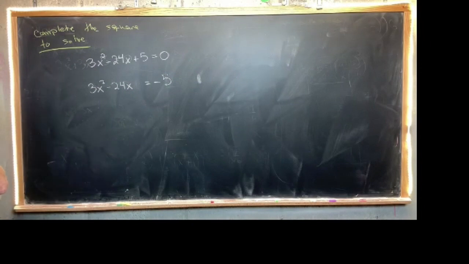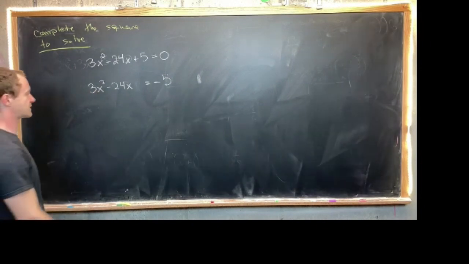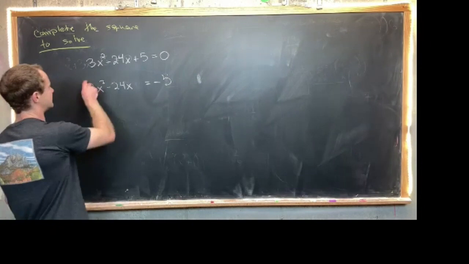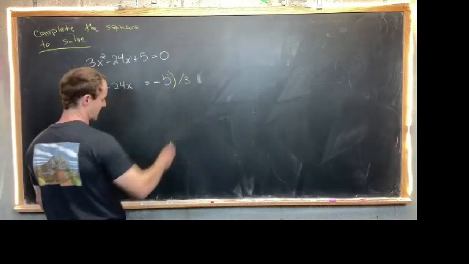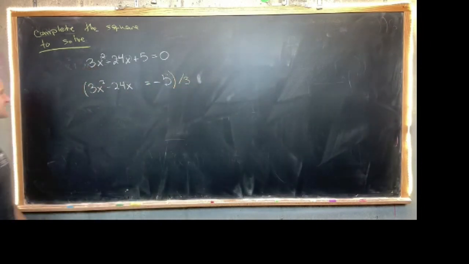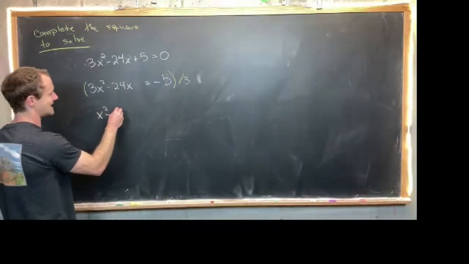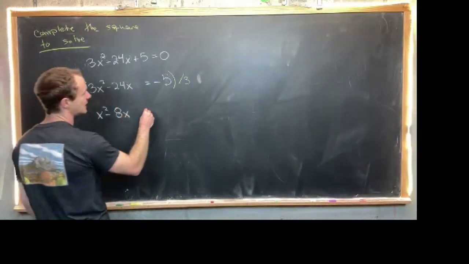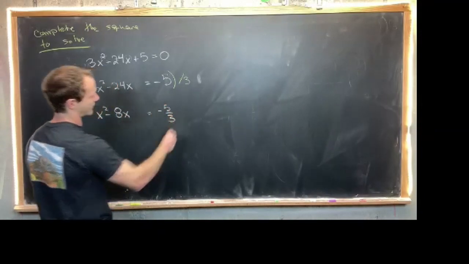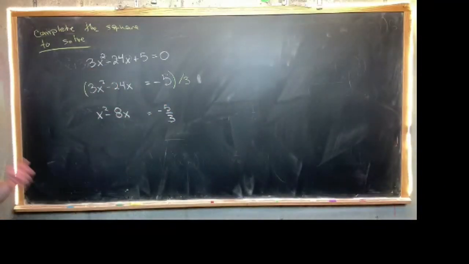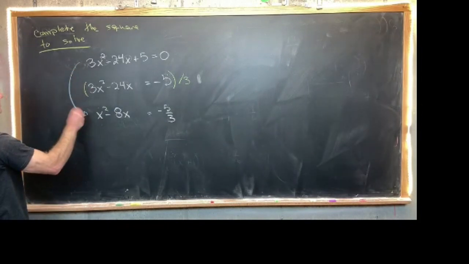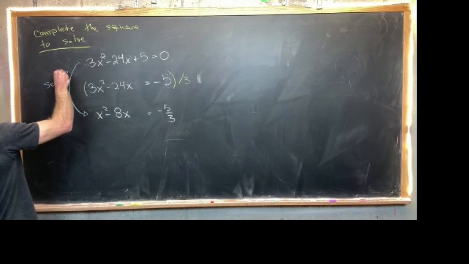So step 2 is to divide by the coefficient of x squared. So the coefficient of x squared is 3. So we're going to divide this entire equation by 3. So that's going to give us x squared minus 8x equals negative 5 over 3. There's not much you can do with the right-hand side. That's just going to be a fraction. Okay, now we enter the portion where we're actually completing the square. This is really just setup for completing the square, like putting it in a nice format.